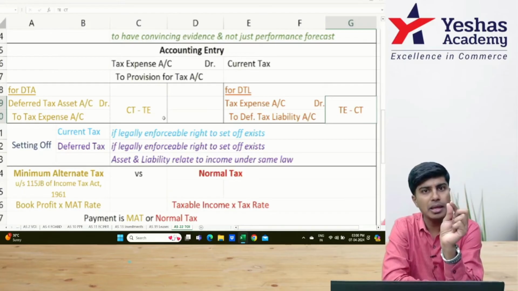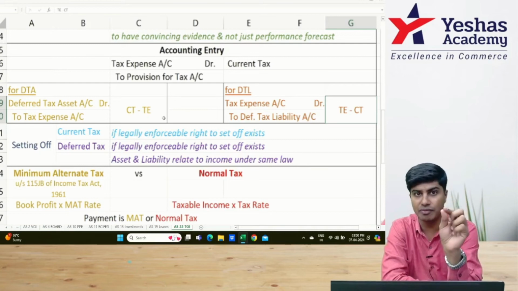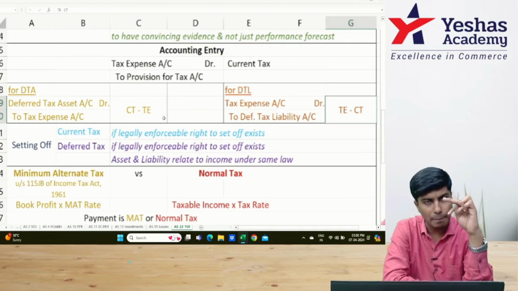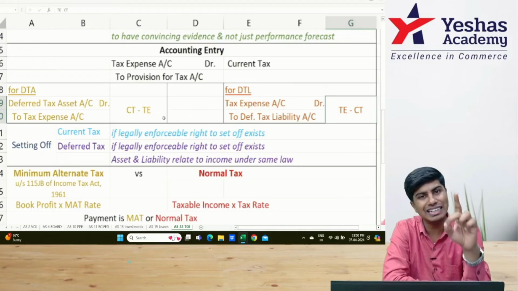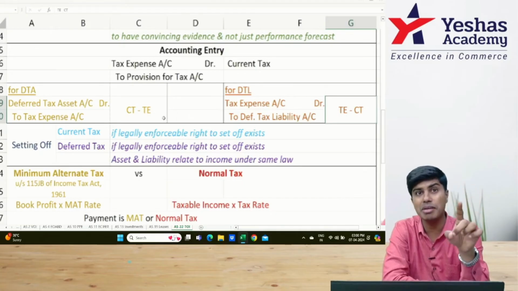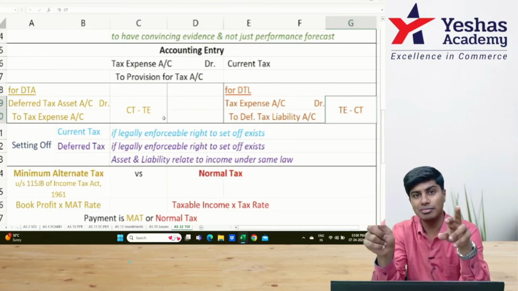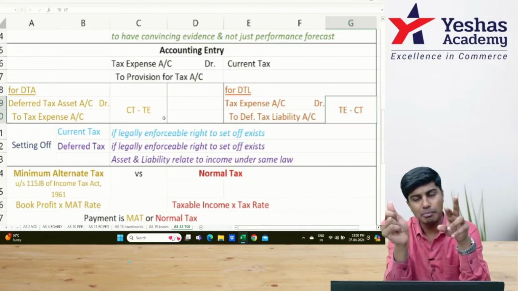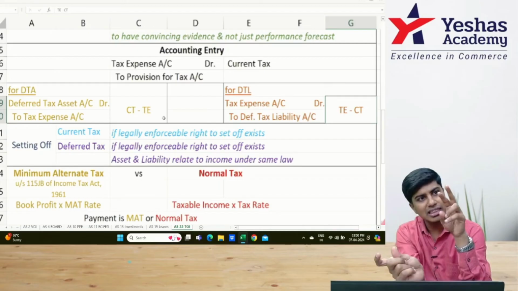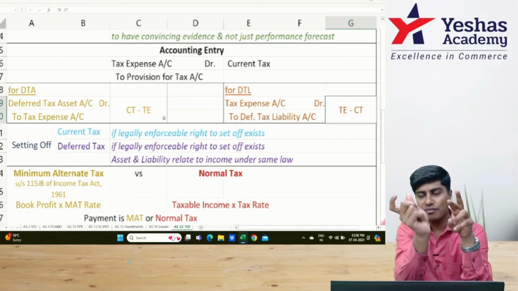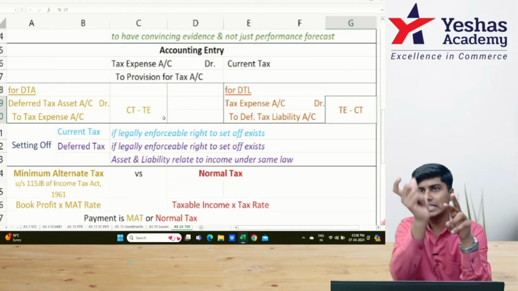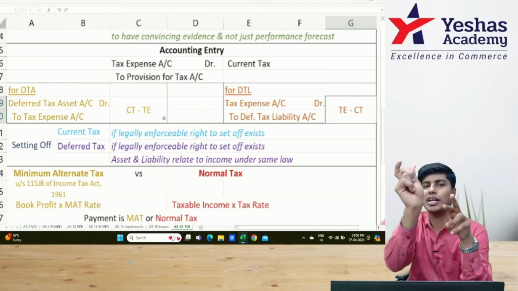So we'll apply the MAT rate on the book profit as given under section 115 JB. On that book profit, when we apply MAT rate, we will arrive at minimum alternate tax. As the name says, it is the minimum money that should be paid in alternate way other than the taxable income. Meaning what? If the taxable income multiplied by tax rate, whatever we find as per normal income tax rates, is less than the MAT, then we should pay MAT. If the taxable income multiplied by tax rate, what we determine as per normal tax provisions, is greater than the MAT amount, then we pay normal tax.